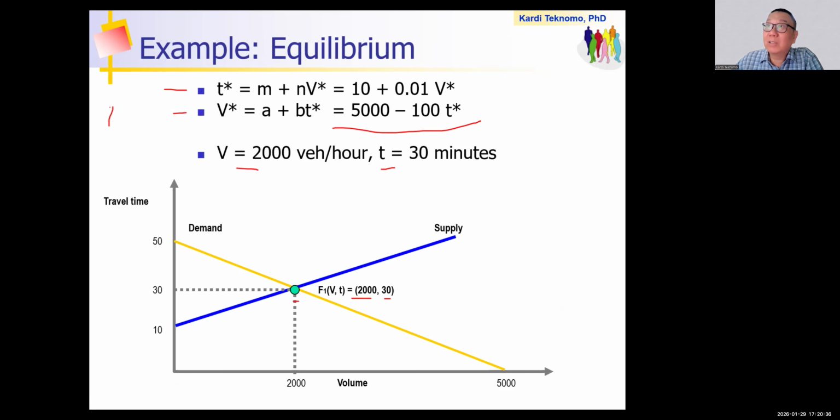So this is our initial condition. Let's call this scenario A, the base scenario. Based on the demand and supply, you will know the volume and the travel time. Now let's do what-if analysis.